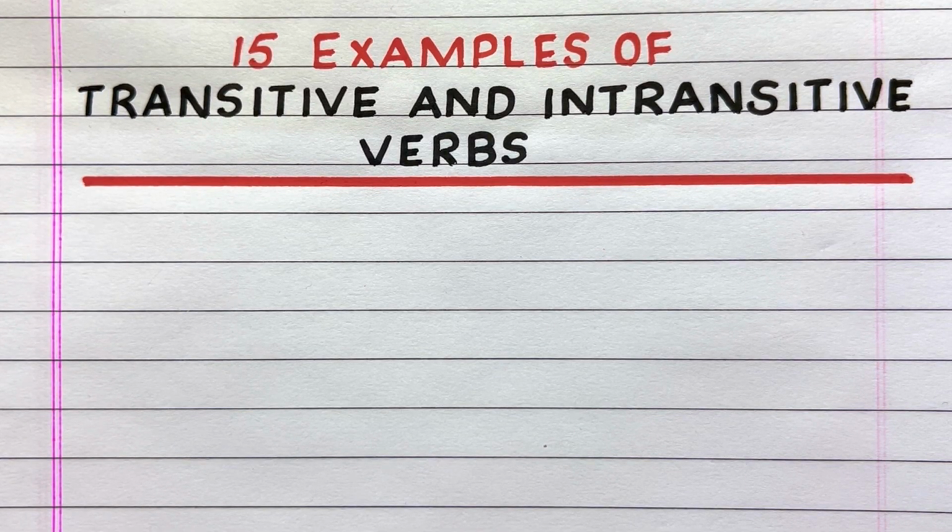Transitive verbs require an object to complete their meaning, while intransitive verbs do not need an object. In this video, I'll write 15 examples of transitive and intransitive verbs. Let's get started.